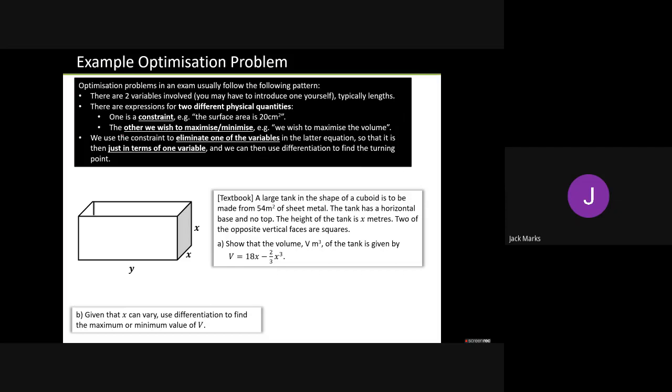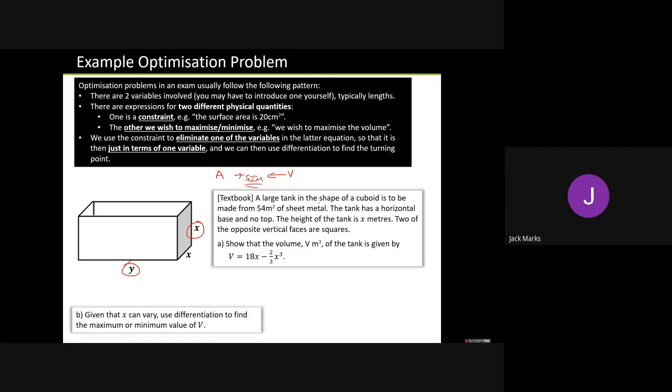Now, in some ways this is easier, but in some ways this question is more difficult. What you'll normally get with these questions is two different variables, x and y. So that's what makes this a bit more complicated than the one you've just looked at. Now, you'll often have to do something with area and something with volume. You'll normally get two equations, and you're going to have to use them together simultaneously. So let's have a look at this.